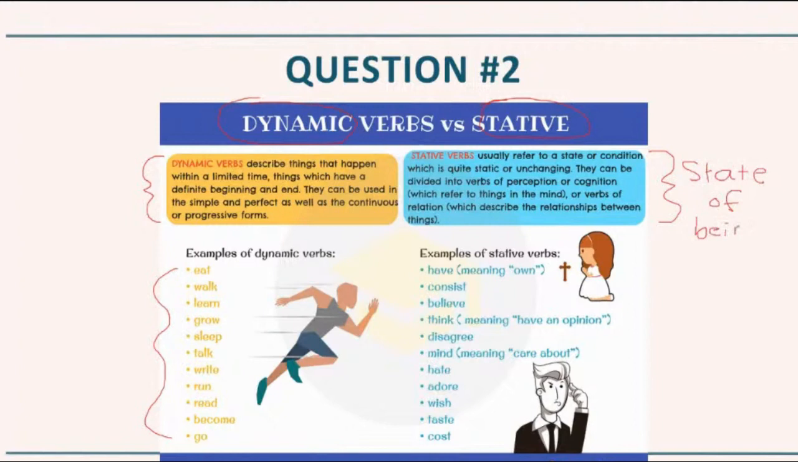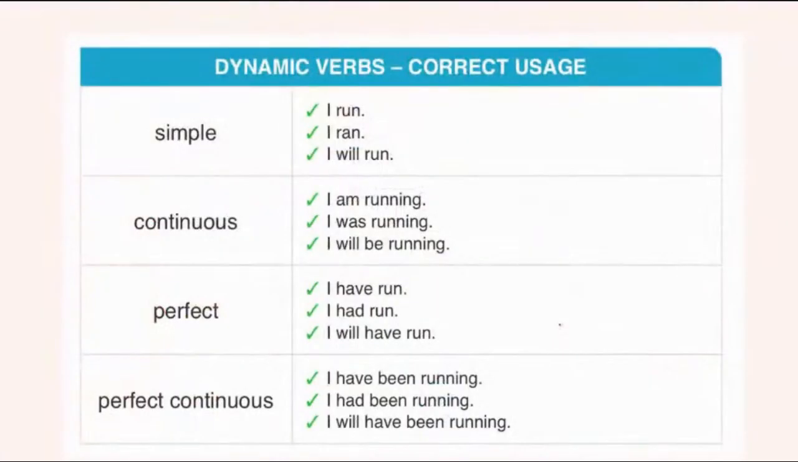Okay, so we'll write that there. So these include things like believe and think, meaning have an opinion like I think, or disagree. So these are states and verbs of relation. So let's take a look. We cannot use stative verbs in the same way. So right, this question is about the continuous forms. Let's give it a look.